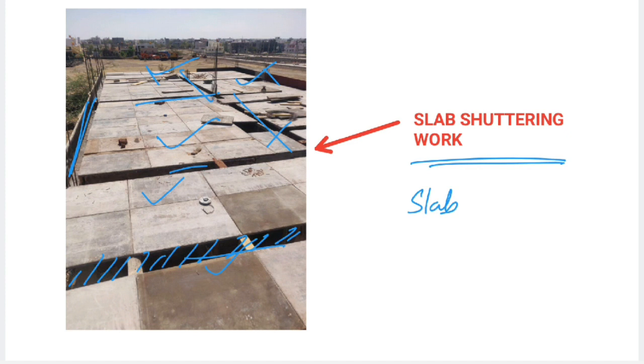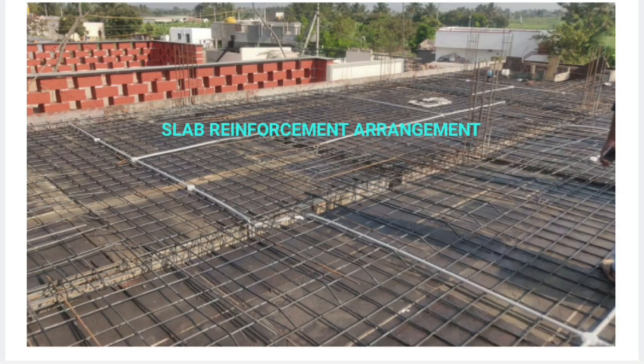Okay, once the slab shuttering work is completed, we'll be going for the reinforcement detailing. Here you can see the slab reinforcement detailing, that is the reinforcement arrangement or bar bending schedule of the slab reinforcement. Once the reinforcement in the beams is laid and completed, we will go for the slab reinforcement. Main bars are bent alternately. Here you can see, in between, the bars are bent alternately in left and right directions.